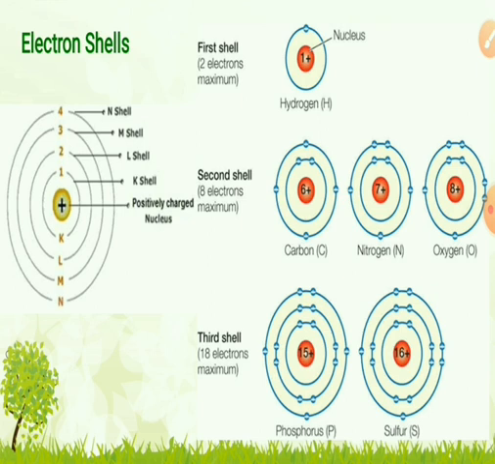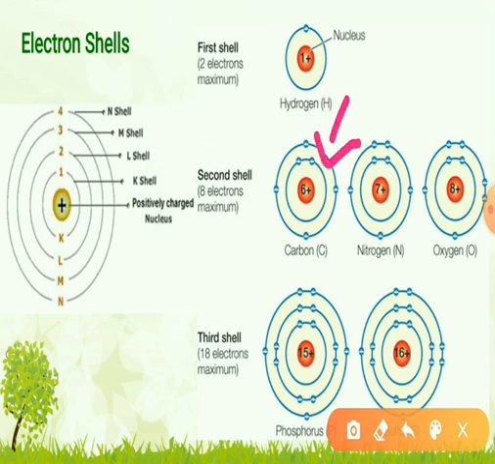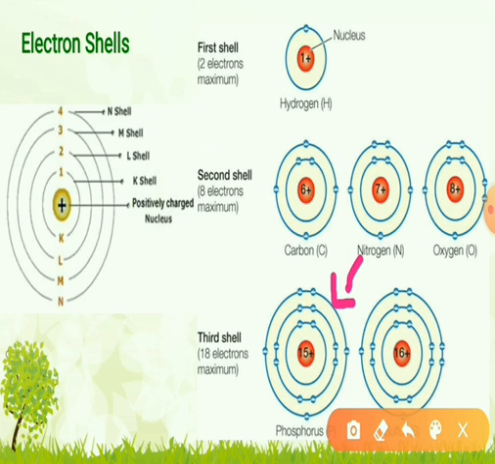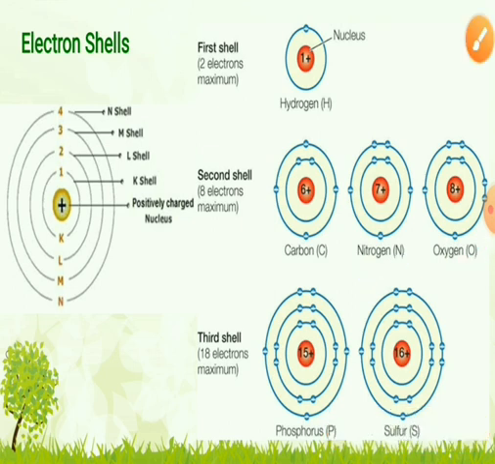In the next figure they have given the electronic configuration. First shell, for hydrogen: 1 electron in its outermost shell. Second shell, the example is carbon: 4 electrons in its outermost shell. This is the outermost shell where its 4 electrons are present. Third shell, it is phosphorus, where the outermost shell consists of 5 electrons. And you find out for nitrogen, oxygen and sulfur how many electrons are present in the outermost shell and find out the valency.